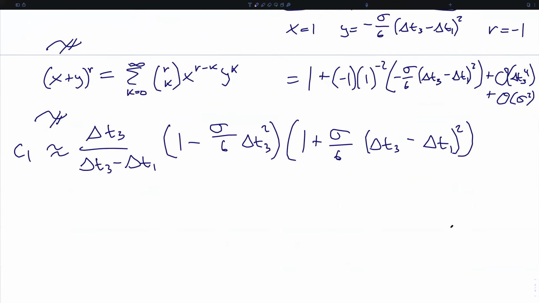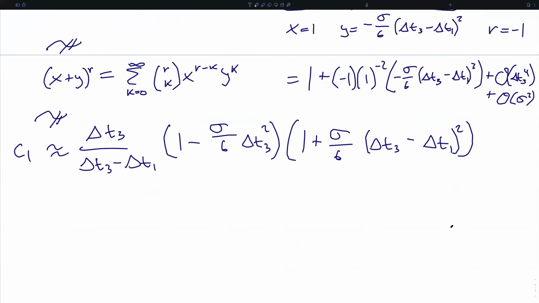For our next step, we are going to multiply out this entire set of polynomials, and that will give us 1 minus sigma over 6 delta T3 squared plus sigma over 6 times quantity delta T3 minus delta T1 squared minus sigma squared over 6, and the rest doesn't matter because we've hit another sigma squared, and we will drop it because we're dropping all things of order sigma squared. And this is now our final solution.